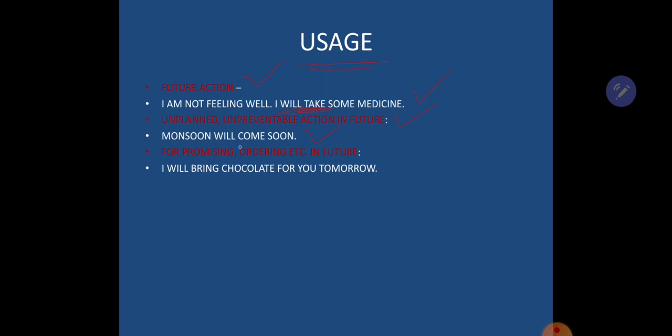So that is unplanned or unpreventable action in future, suggested by simple future tense. And for promising, ordering, etc. in future, like I'll bring chocolate for you tomorrow, or my father will buy a bicycle for me next week. So these future actions, plans, or promises are conveyed by simple future tense.